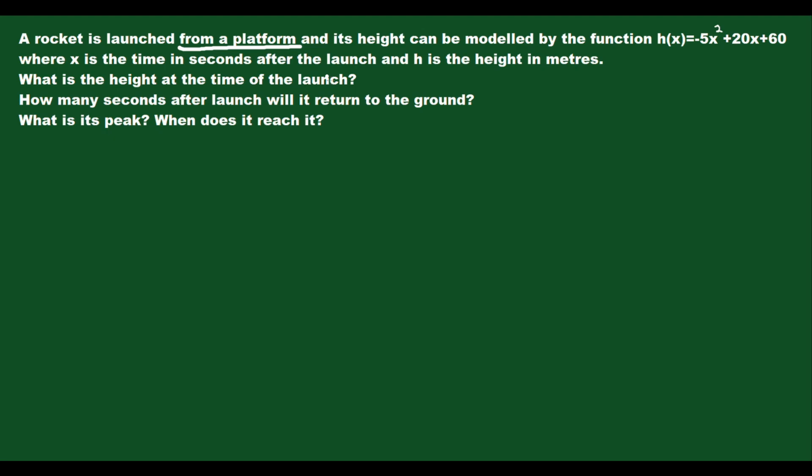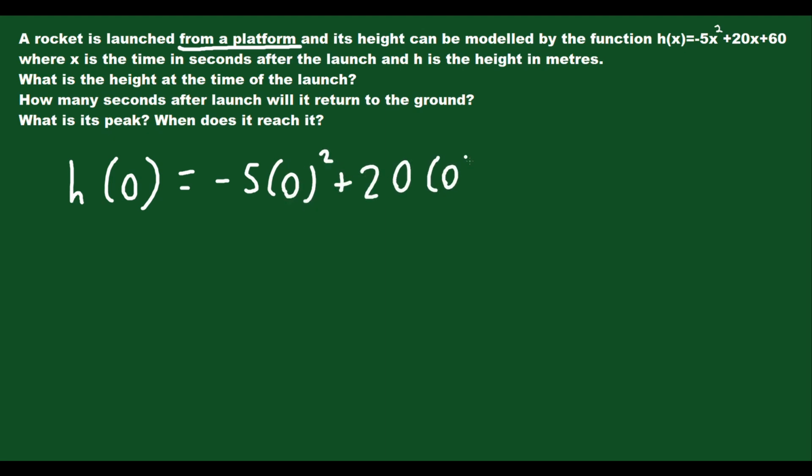And it also suggests that this function models its height off the ground. And so what we have to do is figure out, okay, where is the starting height? So we have to figure out what the height is at time 0. So we'll do h(0). We're finding the height at time 0. That's what that means. So let's plug in 0.